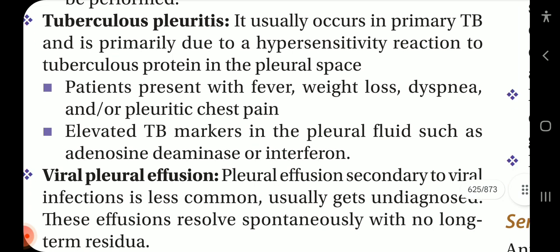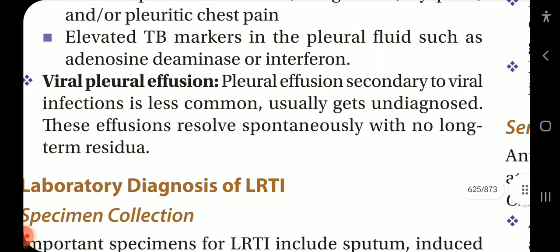Tuberculous pleuritis usually occurs in primary TB and is primarily due to the hypersensitivity reaction to tuberculous proteins in the pleural space. Patients present with fever, weight loss, dyspnea, and/or pleuritic chest pain. Elevated TB markers in the pleural fluid, such as adenosine deaminase or interferon.